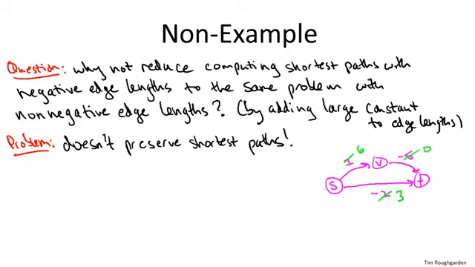Okay, so that's why you can't just naively reduce shortest paths with negative edge lengths to shortest paths with non-negative edge lengths. Moreover, on this very same super simple 3-node graph, we can try running Dijkstra's shortest path algorithm. It's perfectly well defined. It'll produce some output, but it's actually going to be wrong. It is not going to compute shortest path distances correctly in this graph. So let me show you why.